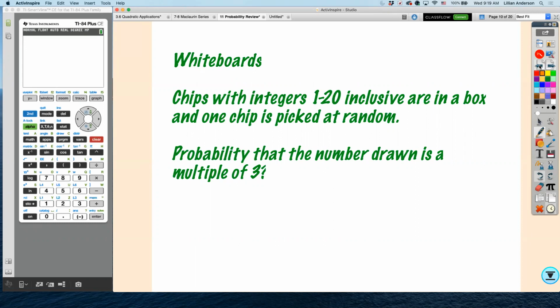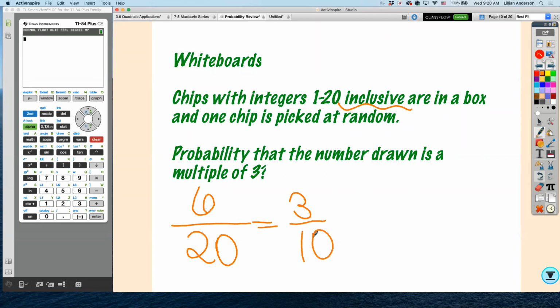Classroom. Chips with integers 1 through 20 inclusive. What does inclusive mean? It includes 1 and 20. Are in a box and one chip is picked at random. What's the probability the number drawn is a multiple of 3? Okay. So we know that there's 6 multiples of 3. There's a total of 20. So then that reduces down to 3 over 10. Very good. What does multiple mean? Times by 3. So that will be 3, 6, 9, 12, 15, and 18.